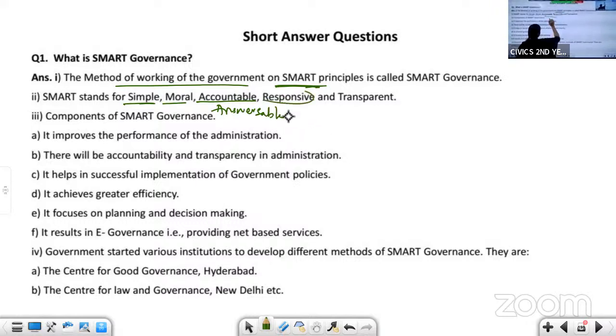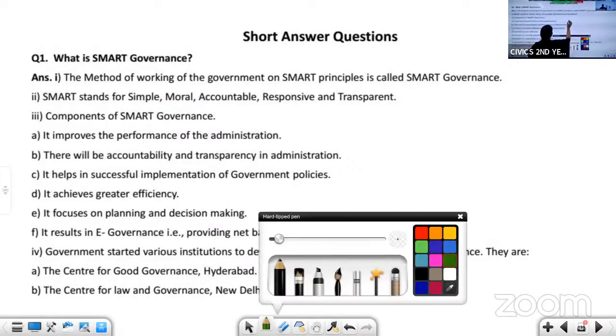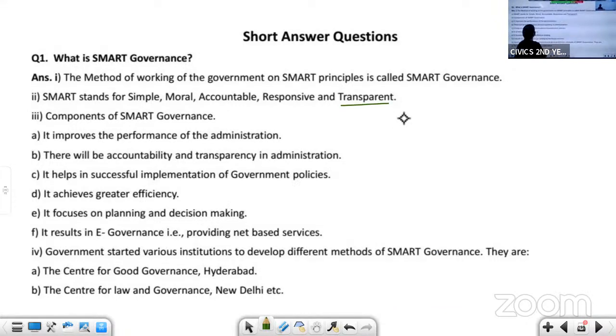Responsive. It should be able to solve the problems quickly, and it should be transparent. Government should be transparent because the information belongs to the people. Government is working for the people, so it should not hide anything from the people.